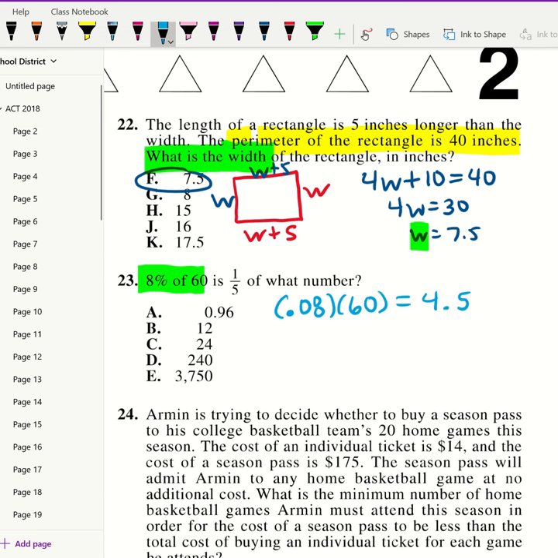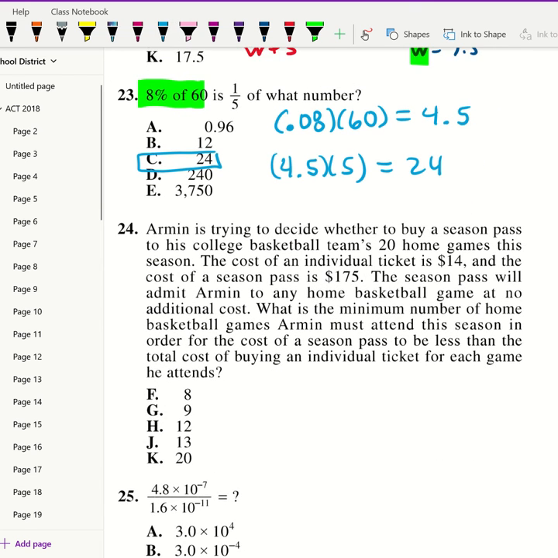4.8 is 1/5 of some number, what that means is that the total number is 4.8 times... So 1/5 of the number is equal to 4.8. So if I do 4.8 times 5, I can find out that my starting number is 24. Number 24, answer, and the next problem are the same number.